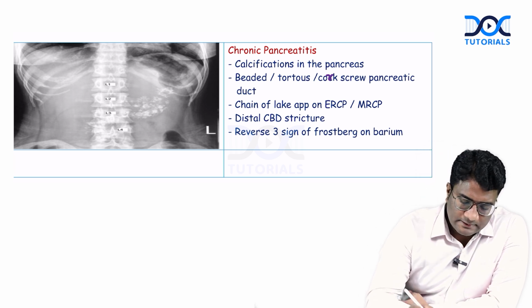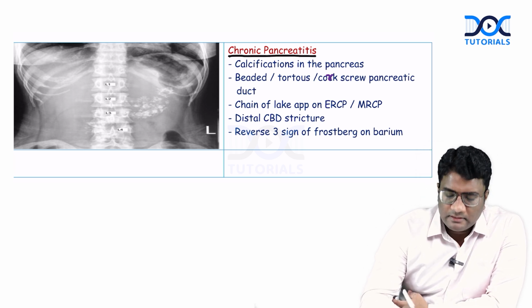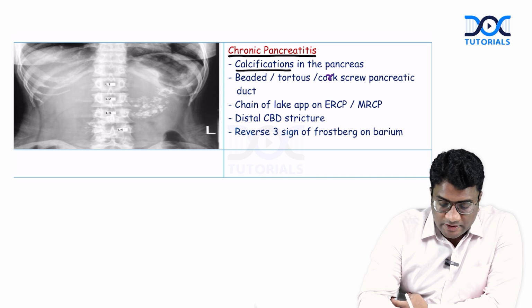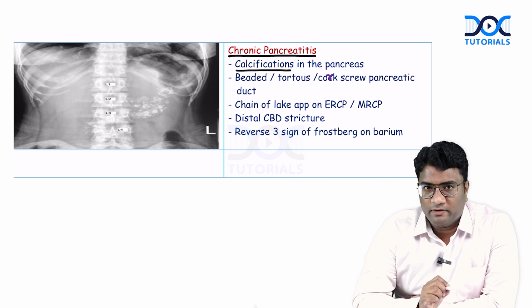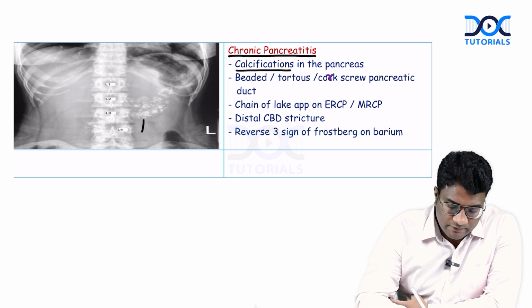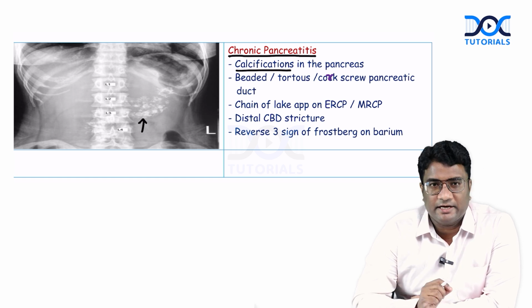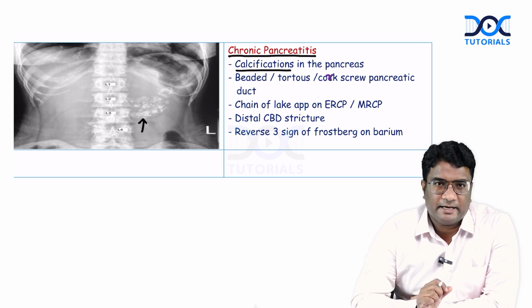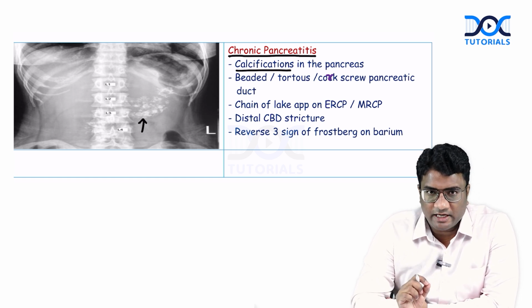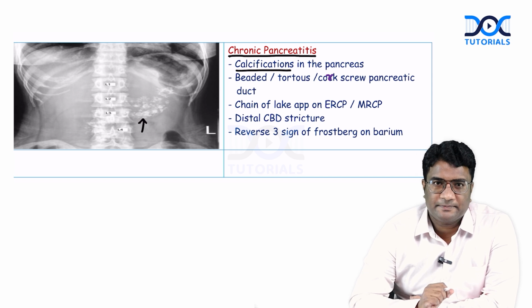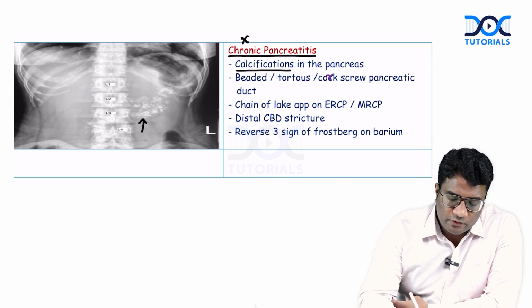Chronic pancreatitis will have presence of calcification in the pancreas. On an abdominal radiograph or a CT scan, in the region of the pancreas, if you see calcific areas, that is suggestive of chronic pancreatitis. So remember, calcifications are seen in chronic pancreatitis. And chronicity is fibrosis, right?